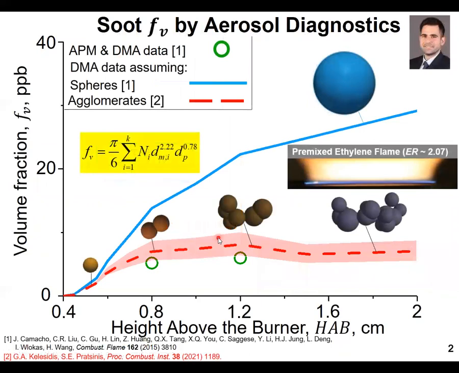In our recent publication in the Proceedings of the Combustion Institute, we derived this new relation for the estimation of the soot volume fraction from mobility size distribution data that accounts for the evolving soot agglomerate structure. The volume fractions that we obtained that way were in excellent agreement with those measured by an aerosol particle mass analyzer, and they could be used to assist combustion models to close the soot mass balance in premixed flames.